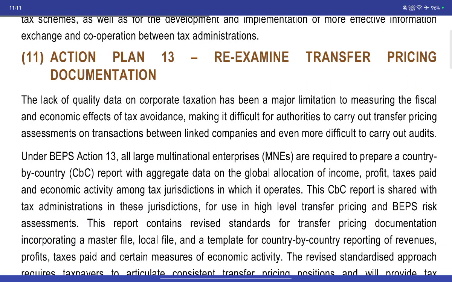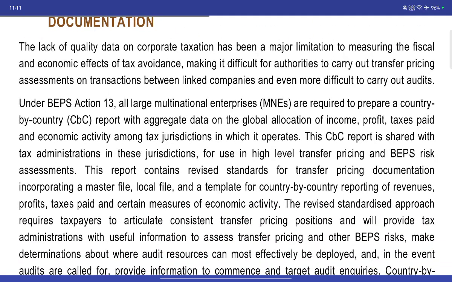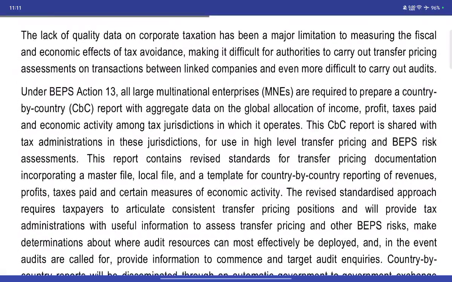Action Plan 13 re-examines transfer pricing documentation. The lack of quality data on corporate taxation has been a major impediment to measuring the fiscal and economic effect of tax avoidance. This makes it difficult for authorities to carry out transfer pricing assessment of transactions between linked companies, and more difficult to carry out audits.